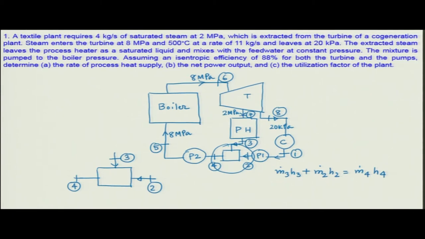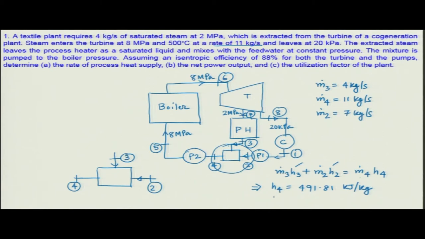Now if you look at the problem statement, m3 is given, that is 4 kg per second, whereas it says the steam enters the turbine at a rate of 11 kg per second. So this is the total flow rate, which is nothing but m4. So m4 is 11 kg per second, and m2 will be the difference between these two, that is 7 kg per second. Now you know h3 and h2, and you also know the masses m3, m2 and m4, so from this you can find h4. Please calculate this yourself; I am just writing the final answer. So h4 will be 491.81 kJ/kg. That is the enthalpy corresponding to state 4.